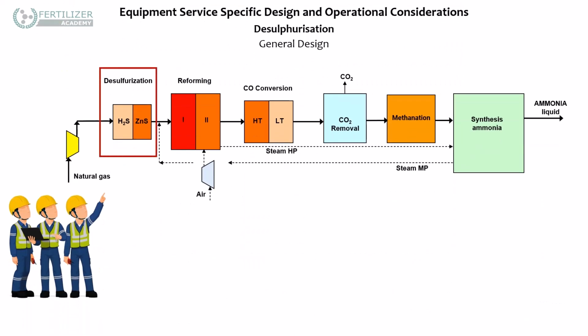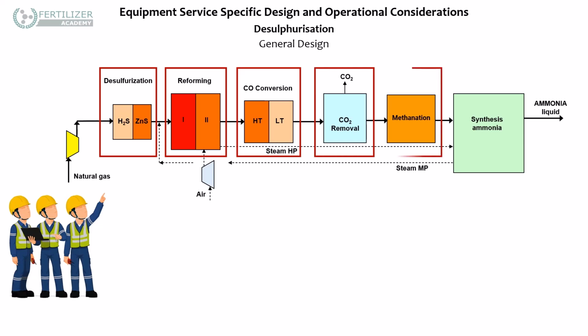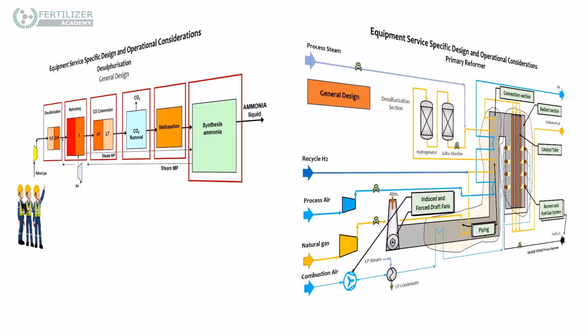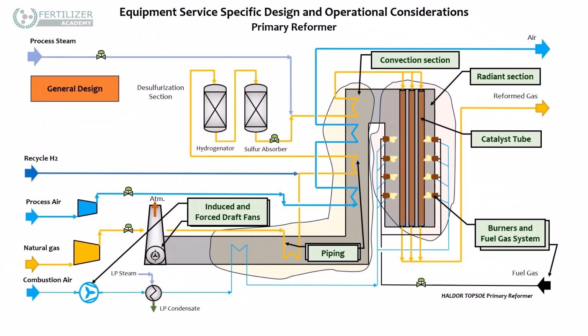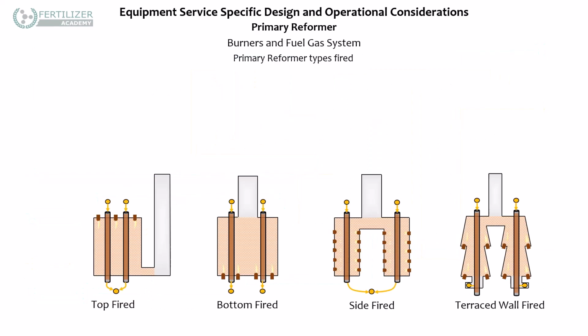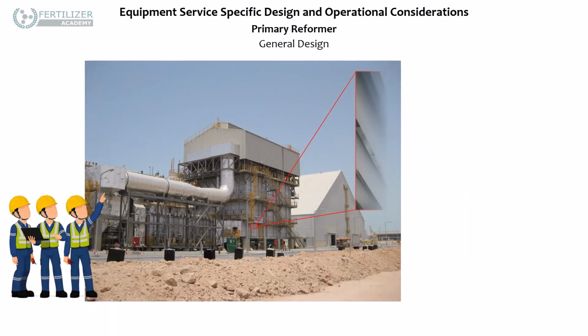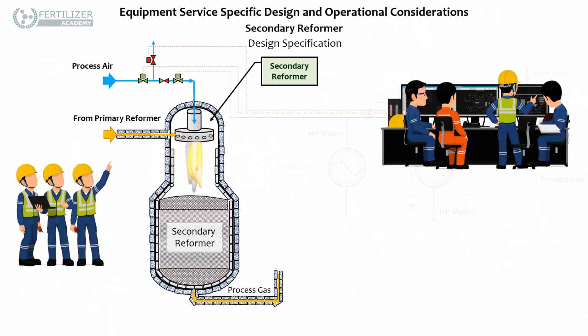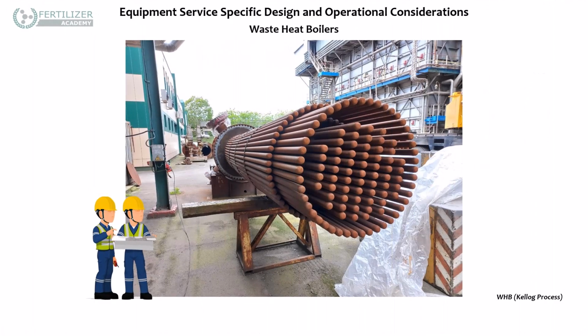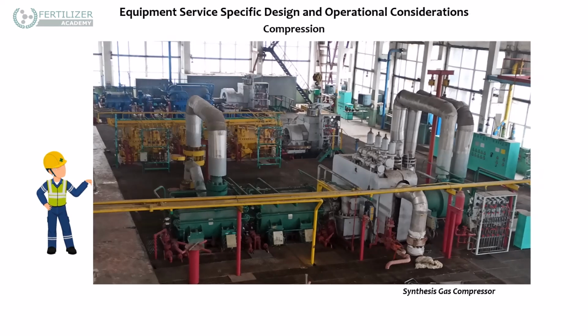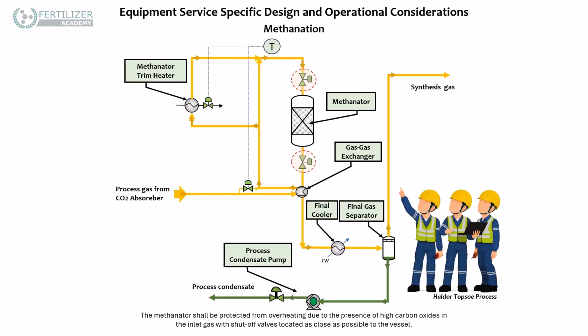Let's consider design and operational considerations for equipment maintenance at the main stages of ammonia production. Primary reformer. Secondary reformer. The compressors. The methanator shall be protected from overheating.